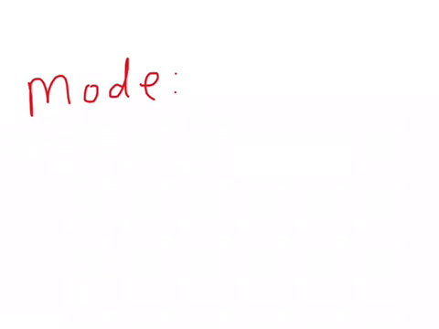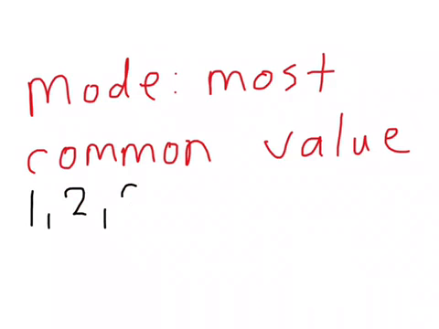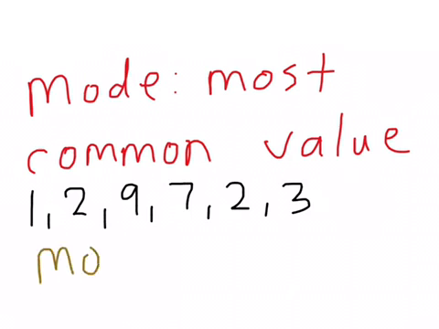So the mode is the most common value. What is the value that features the most or occurs most frequently? Let's look at a few examples. We have 1, 2, 9, 7, 2, 3. Looking at those numbers, the one that features the most is 2. So your mode would be 2.